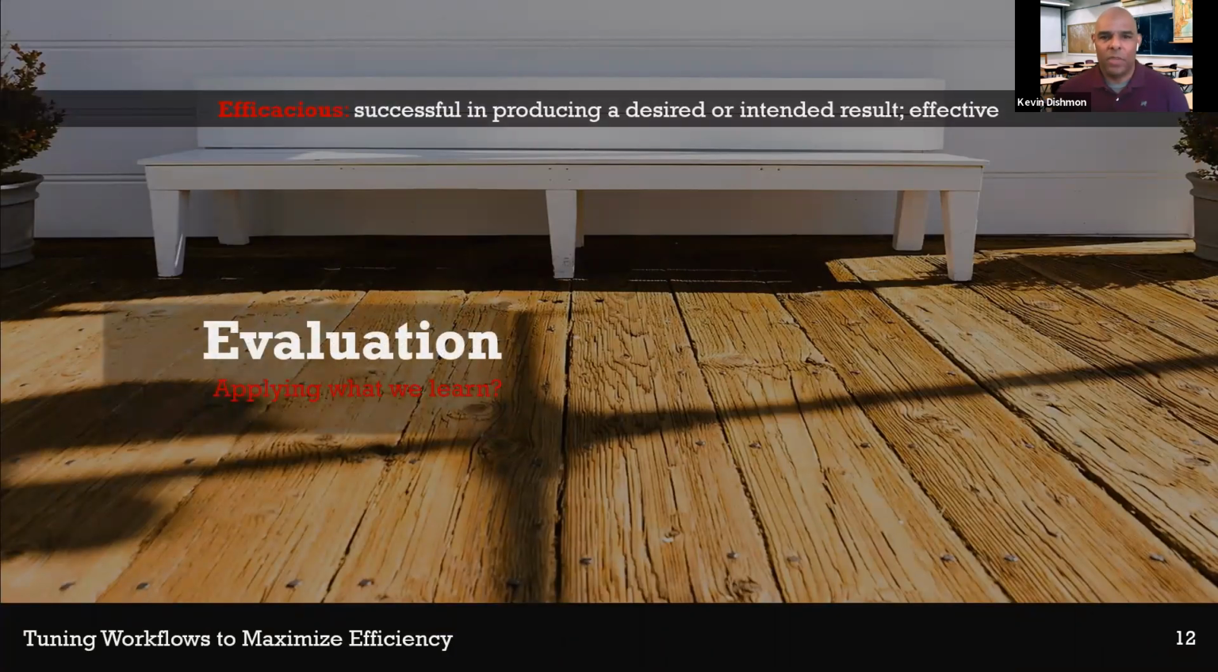Our next step on our roadmap, if you remember, is evaluation. So part of what our conversation today is about is efficaciousness. Efficacious means successful in producing a desired or intended result. Is it effective? That is the whole purpose of workflows, right? That's the whole purpose of procedures, best practices, and the like, is to achieve a desired outcome, and we want it to be effective.